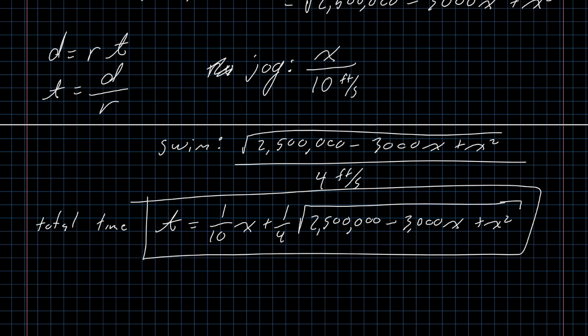I'm going to put a box around that so I don't lose it. This is our objective function, or sometimes our objective, in the language that we often use for this type of problem. Our goal is to find the minimum value of t.